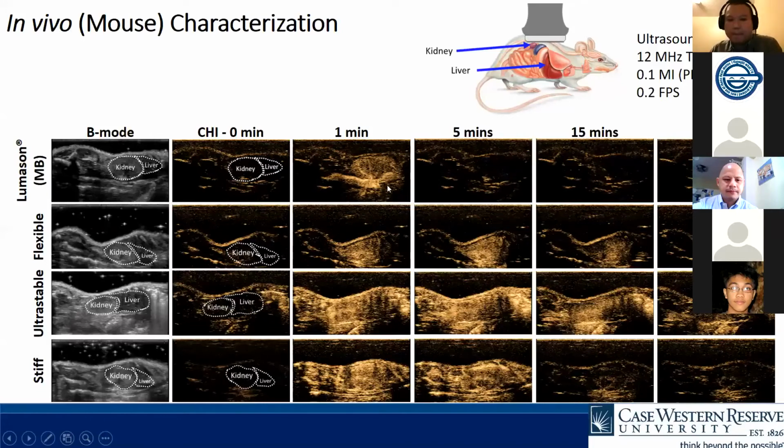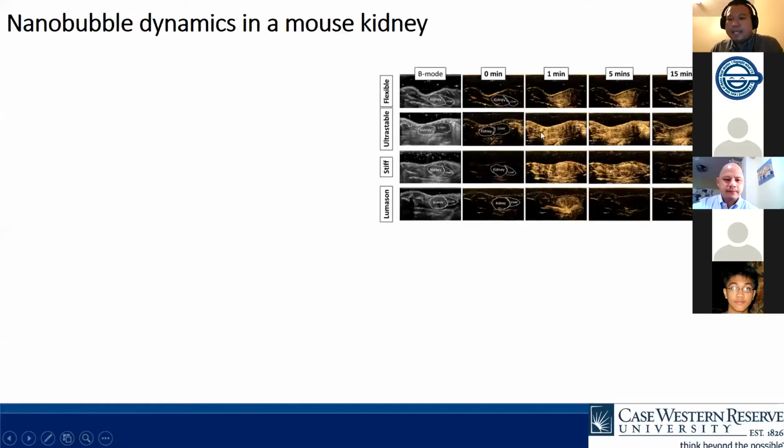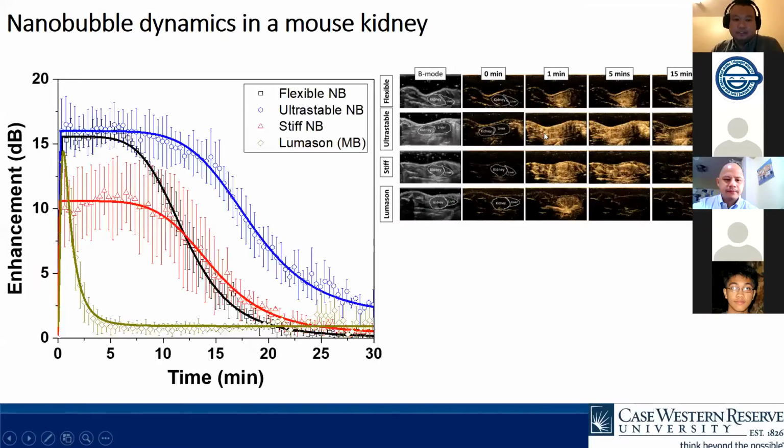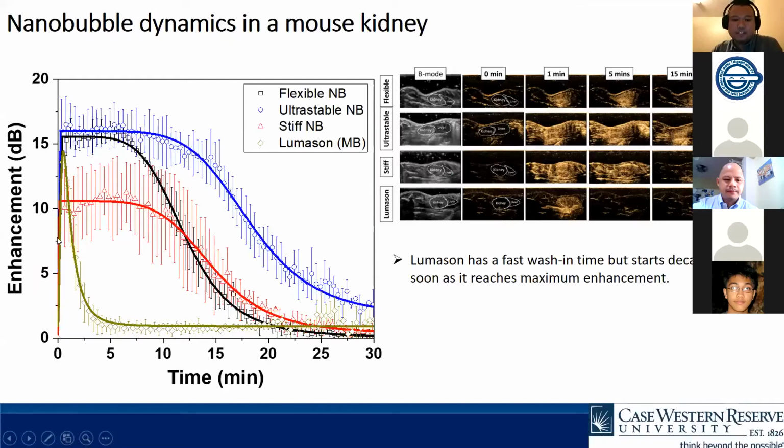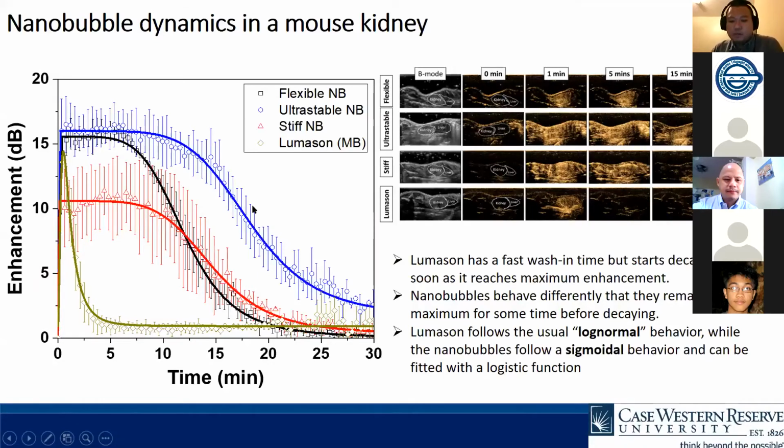So again, we are comparing 1 minute for the commercially available microbubble and at least 20 minutes for the ultrastable nanobubble. We can analyze the time intensity curve, and we can see that Lumason has a fast wash-in, so it gets bright really fast, but starts to decay as soon as it reaches maximum enhancement. Nanobubbles behave differently because they remain at their maximum for some time before decaying. So Lumason follows the typical log normal behavior, while the nanobubbles follow the sigmoidal behavior.